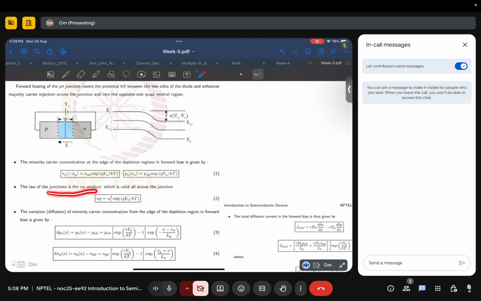And the law of junctions is the NP product. Now NP equals Ni square, which we have seen, is valid only for equilibrium. For non-equilibrium, when we have applied the bias, this is the law: NP equals Ni square exponential QVA by KT.